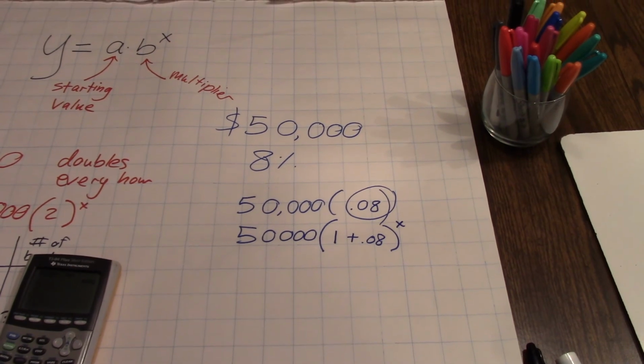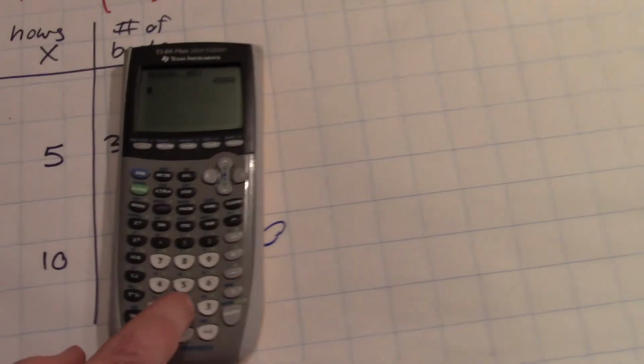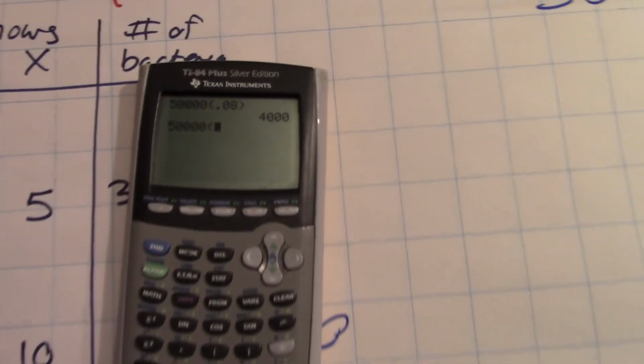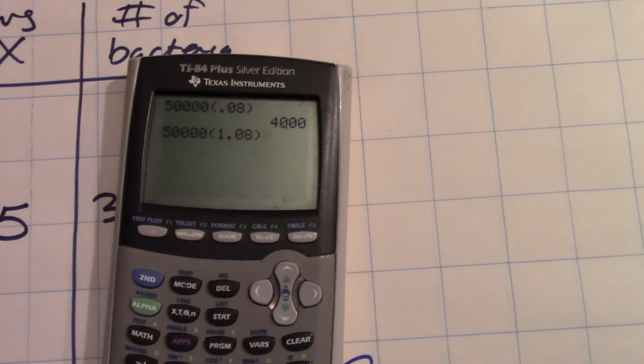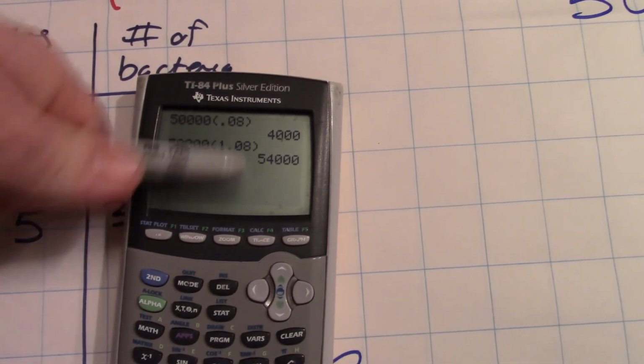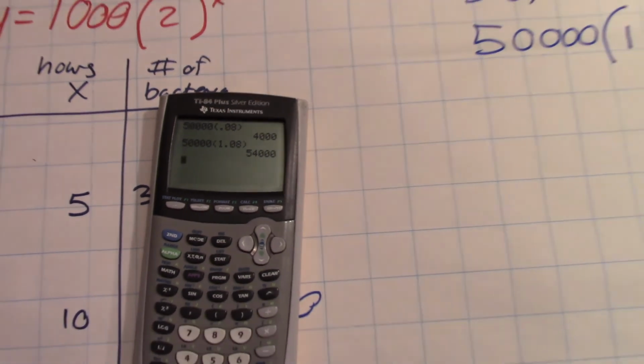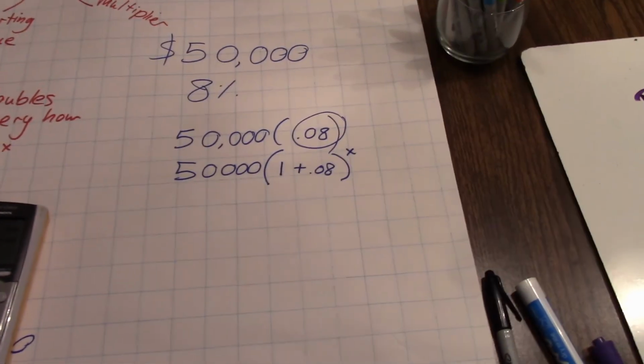Look at that. Let's see if that works. Let's do 50,000 times 1.08. And it does give us 54,000. That's awesome. So let's see how much you're going to have after 5 years of working at this company.